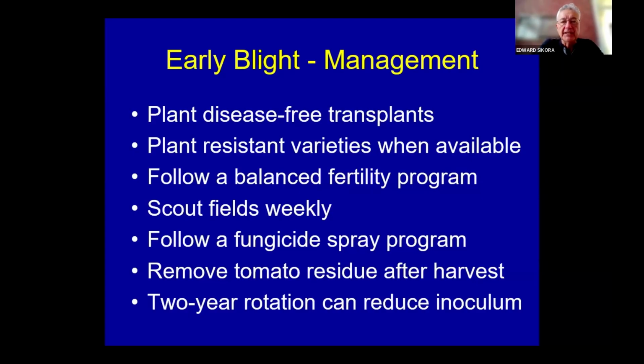And when you see the beginnings of this disease building up low in the canopy, and it has to be pretty quick, then you can get on a fungicide spray program. At the end of the season, remove tomato residue after harvest so the disease can't overwinter readily. And a 2-year rotation can reduce inoculum in that field from one year to the next. So that's a possibility.